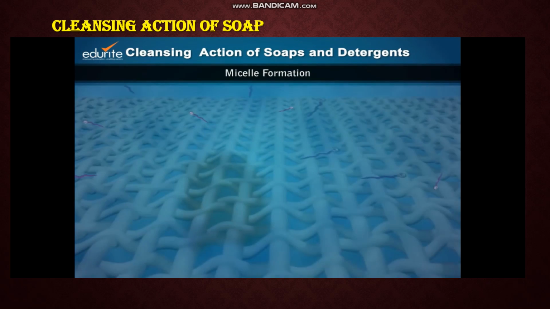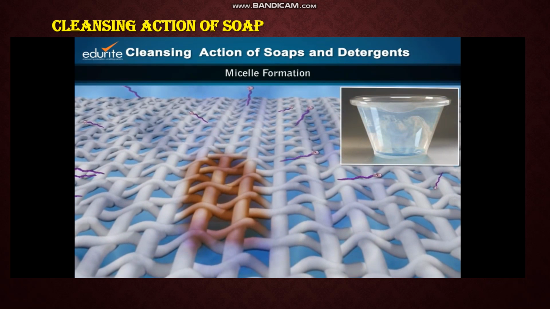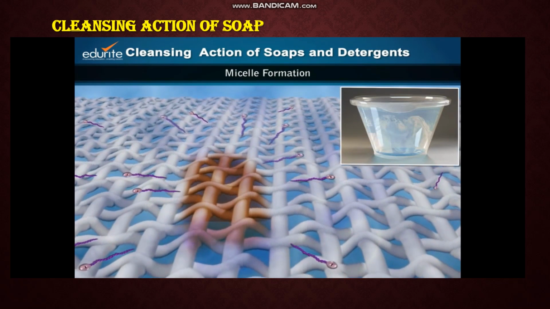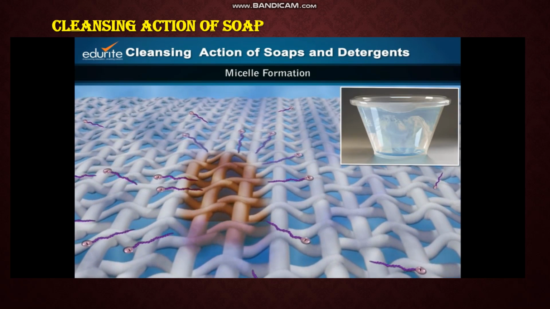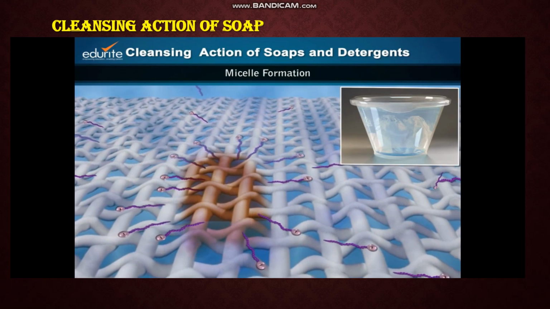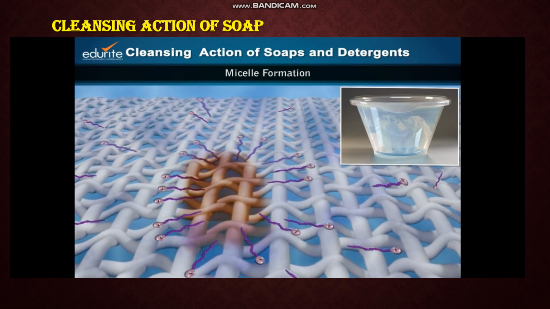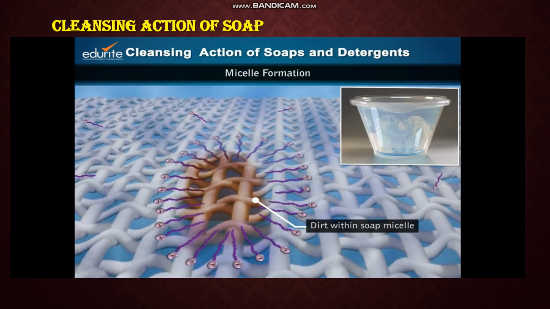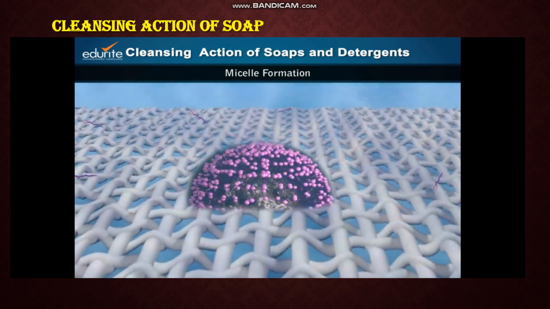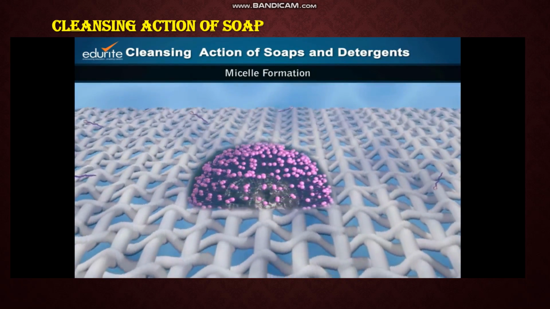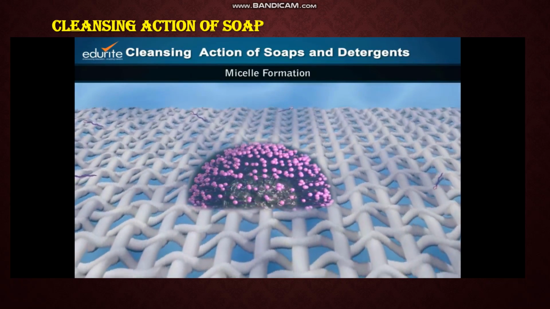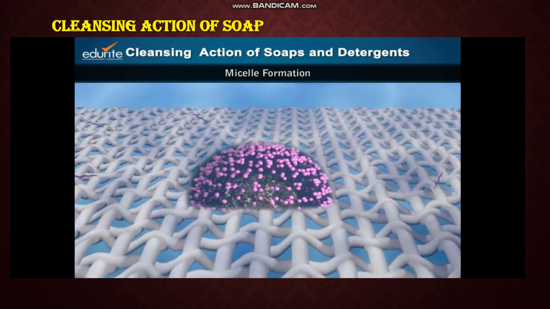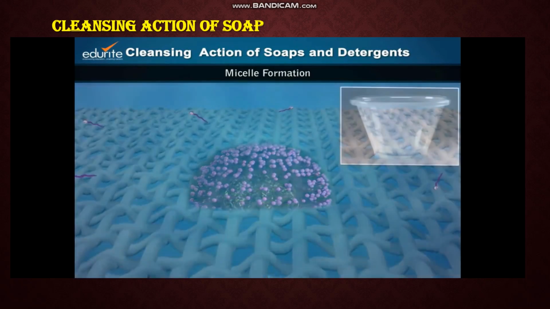When detergent or soap molecules come in contact with the oil or dirt on the fabric, the non-polar portion of such molecules attaches itself to that bit of grime or oil. Over time, more and more detergent molecules gather around it and a micelle is formed with the oil or dirt inside it. A micelle is a ball-shaped collection of detergent or soap molecules with the hydrocarbon ends clumped together on the inside and the polar heads on the outside.